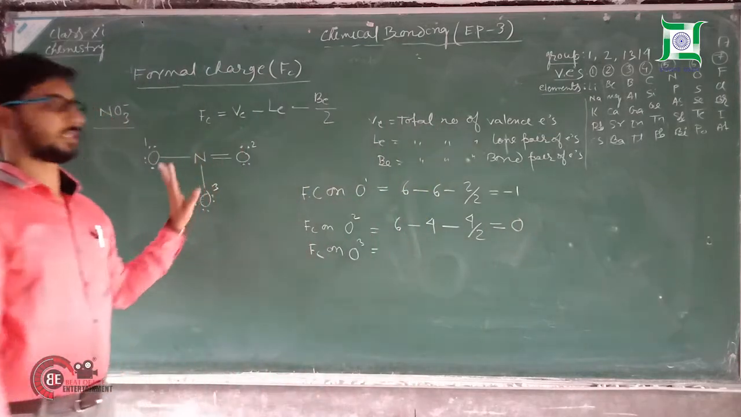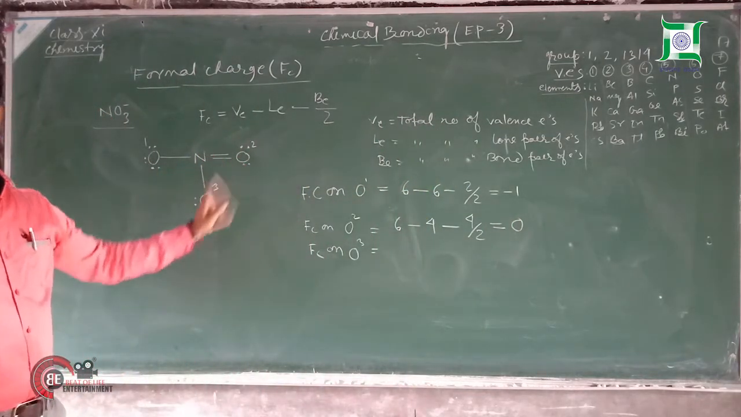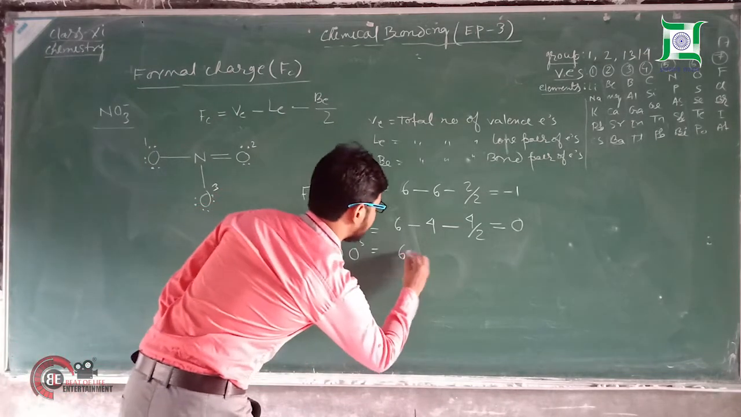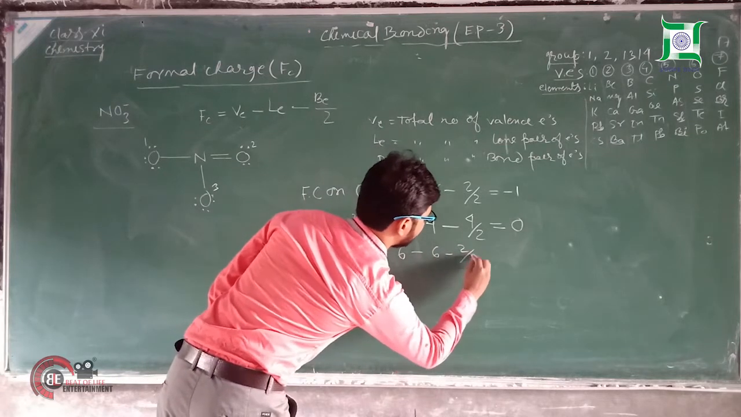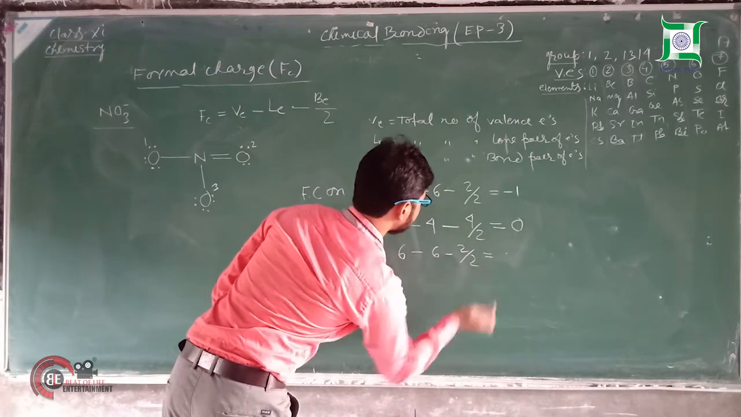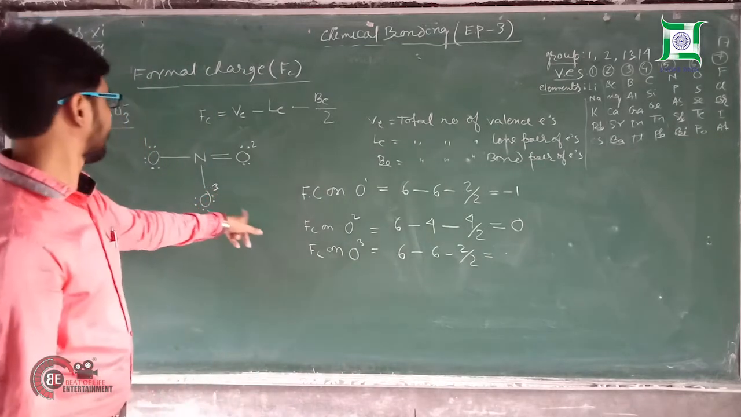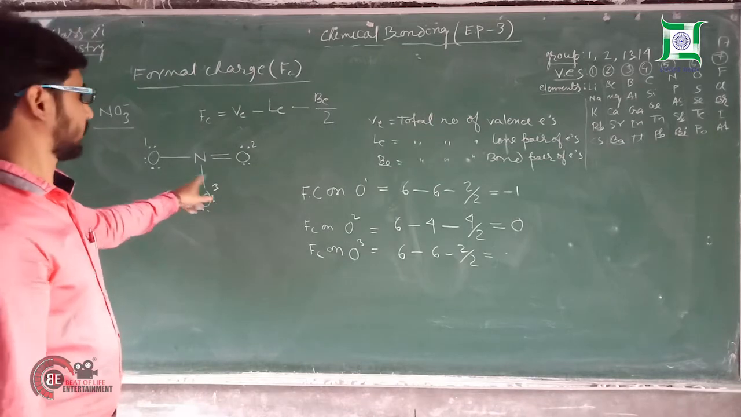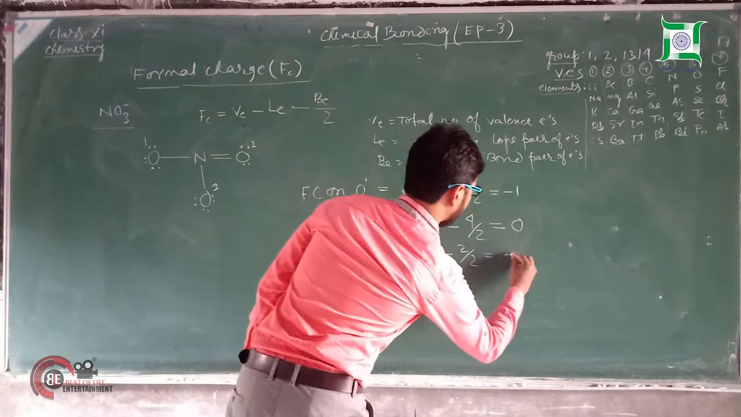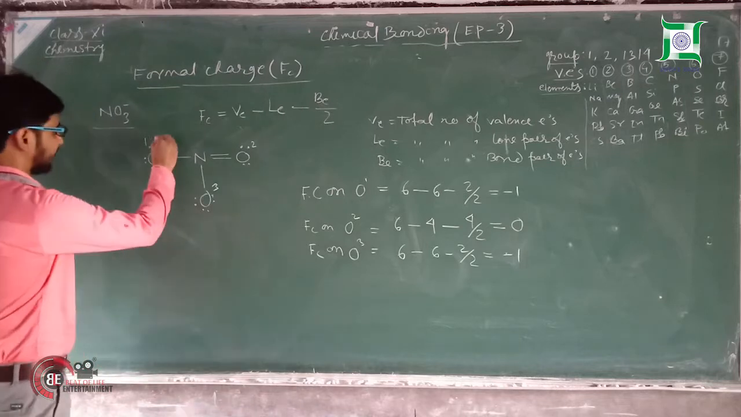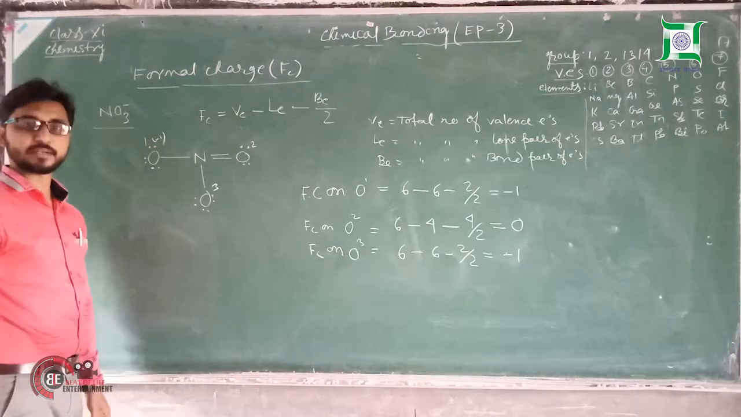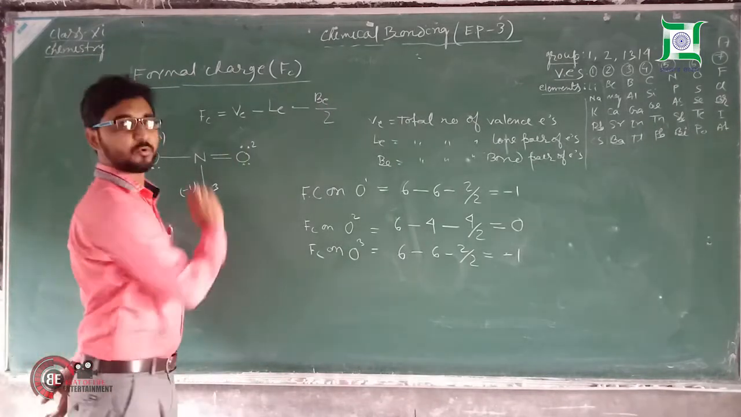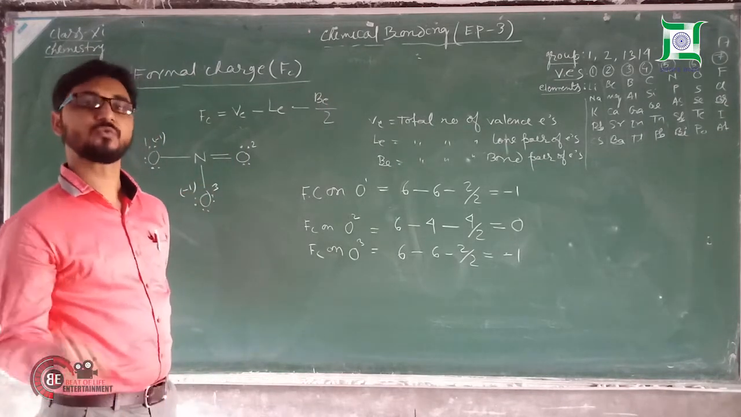So this oxygen has neither any positive charge nor negative charge. Now in the third oxygen, similarly, it will be the total number of valence electrons 6, minus the lone pair electrons 6, minus the bond pair electrons by 2, which equals minus 1. So this oxygen atom has a minus 1 negative charge, this oxygen atom also has a minus 1 negative charge, and this oxygen atom has neither a positive nor a negative charge.